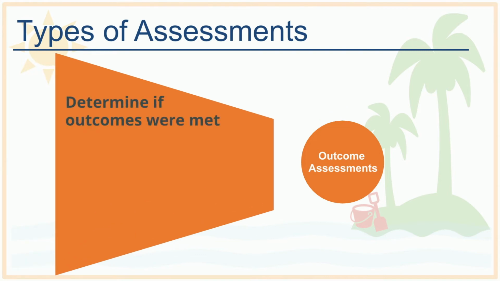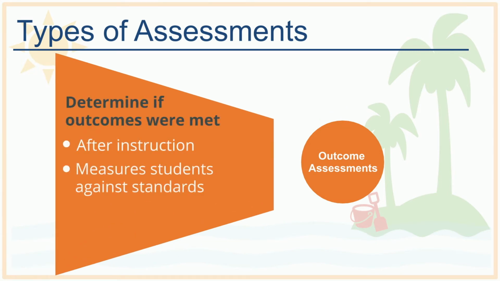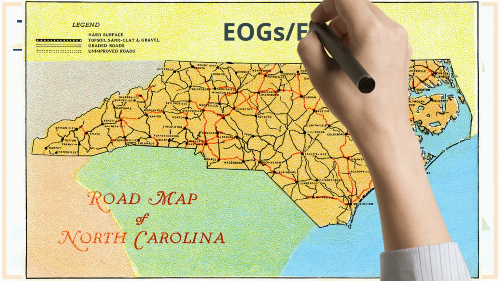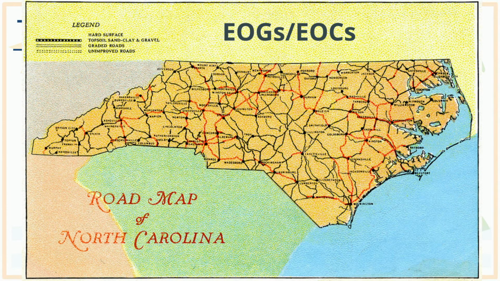We use outcome assessments to determine whether students meet the grade or course outcomes. This type of assessment occurs after all instruction occurred for the grade or course. Outcome assessments measure students' knowledge against specific standards and are provided one time at the end of the year or the end of the course. In North Carolina, these are called end of grade or end of course assessments.